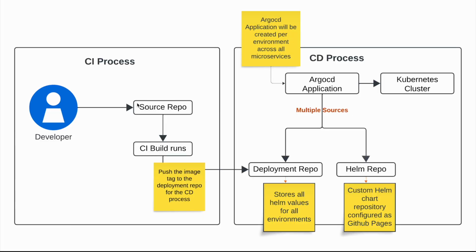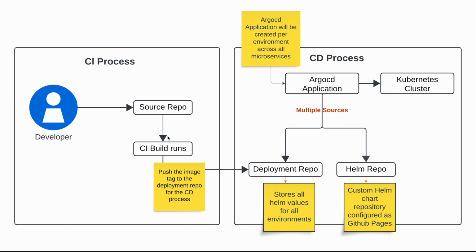Now we will learn how to deploy your actual microservices on dev environment using Argo CD. How does that flow look like from CI process and CD process perspective? So generally for your microservice, you will have a source repo where you will push your code, your Java code, and developer will push any changes there. CI build runs. That would be your CI process, right?